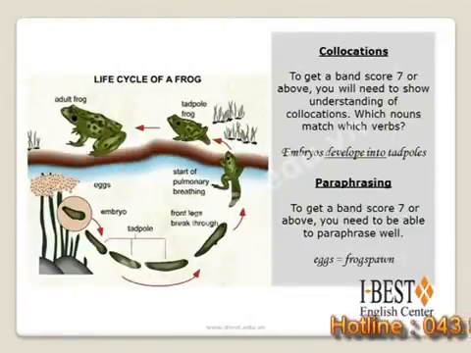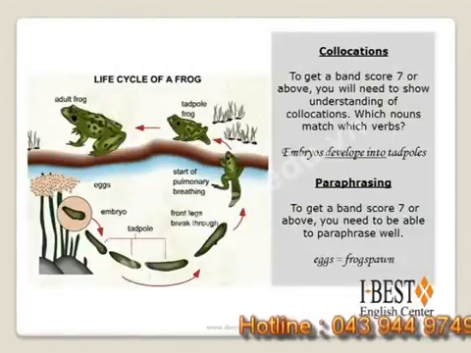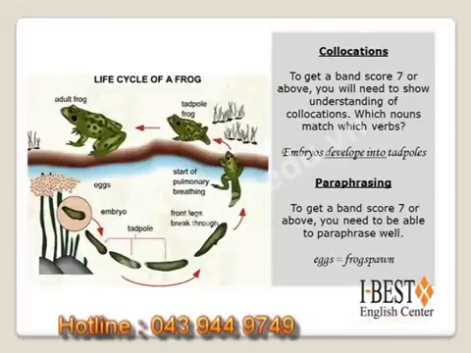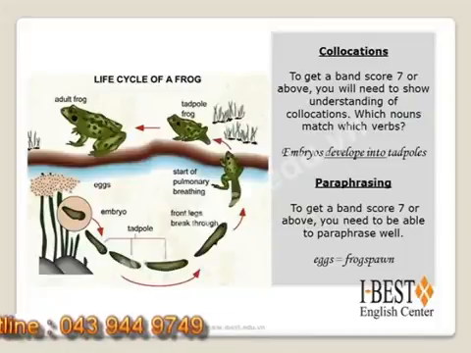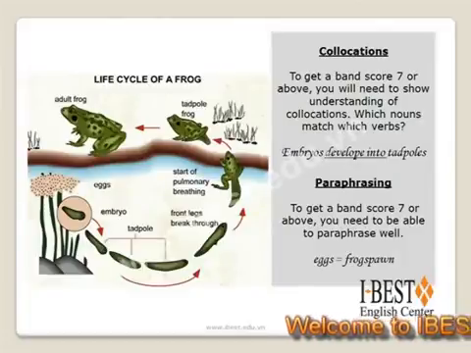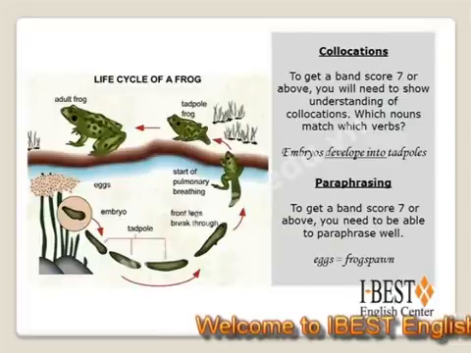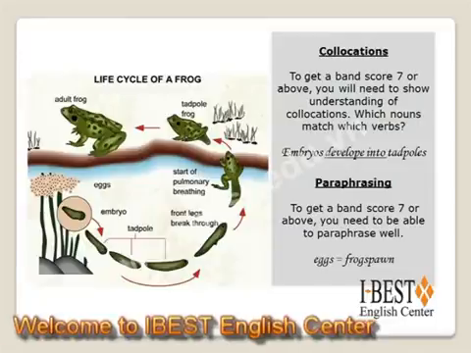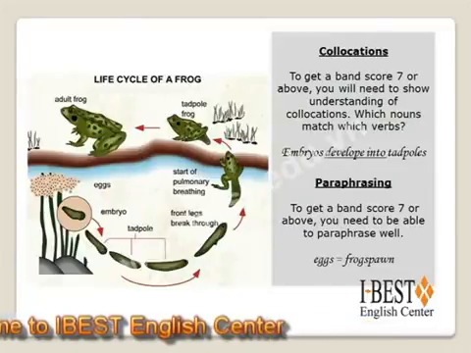Another aspect of Task 1 which you need to think about is collocations. To get a band score 7 or above, you will need to show an understanding of collocations. This means you need to show that you understand which words go together, for example, which nouns match which verbs. Here is an example. In the diagram, we have the noun embryo. Which verb should we use for this? Here is the answer. Embryos develop into tadpoles.